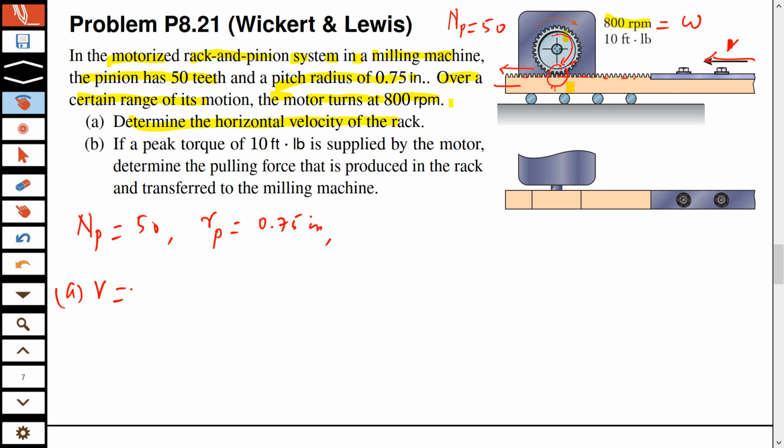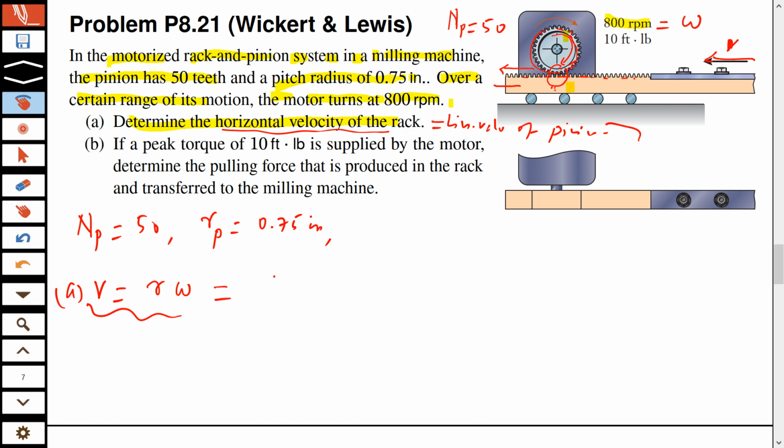So which means that V can be related to, we can now just apply R times omega. We know that this is a circle. We can now forget about the rack, but we just need a connection that the horizontal velocity of the rack is equal to the linear velocity of the pinion, and that allows us to use this equation. This equation is true for the pinion, but we know the pinion and rack must move together.